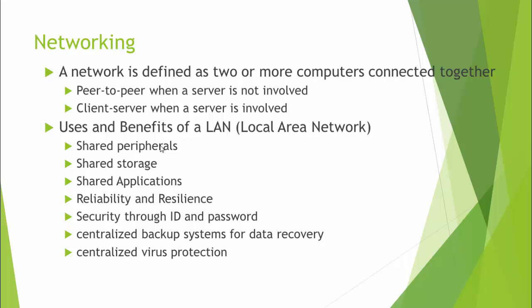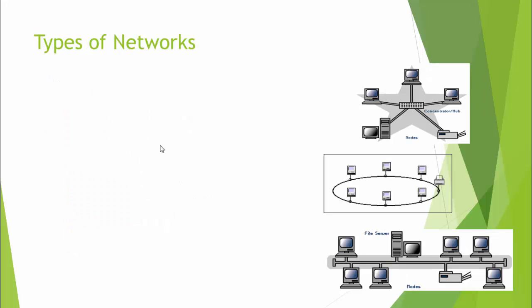We can make sure that our organization is effective if we use centralized resources when a given user's computer fails. Not if. When a given user's computer fails, they can be up and running again extremely quickly. We can ensure secure access by validating user IDs and passwords. We can also have centralized backup systems so that data can be recovered easily. And we can roll out centralized applications like virus protection. So there are lots of benefits to having a network.